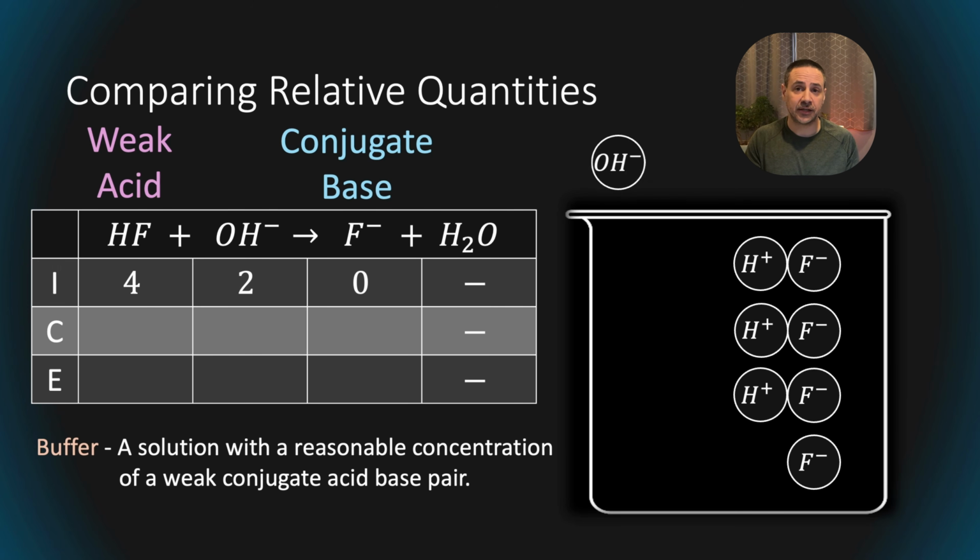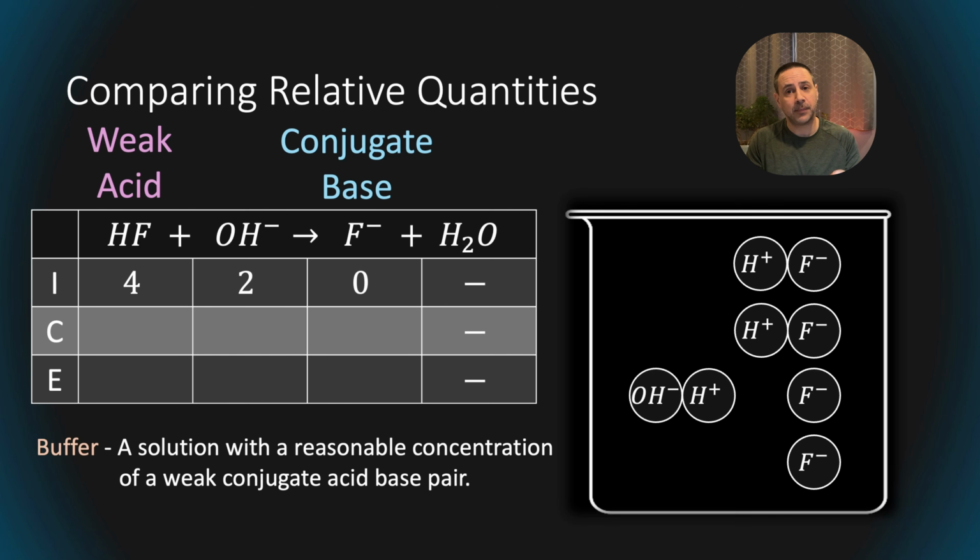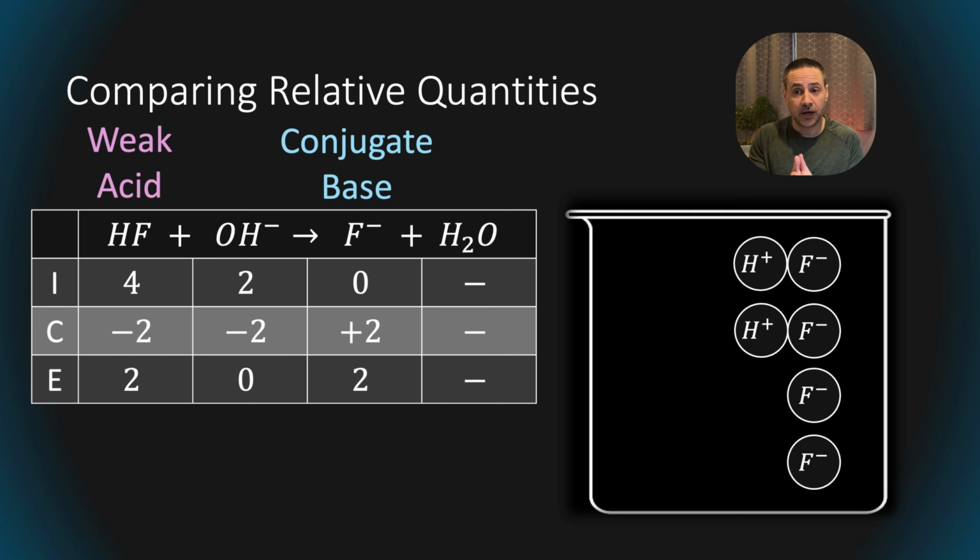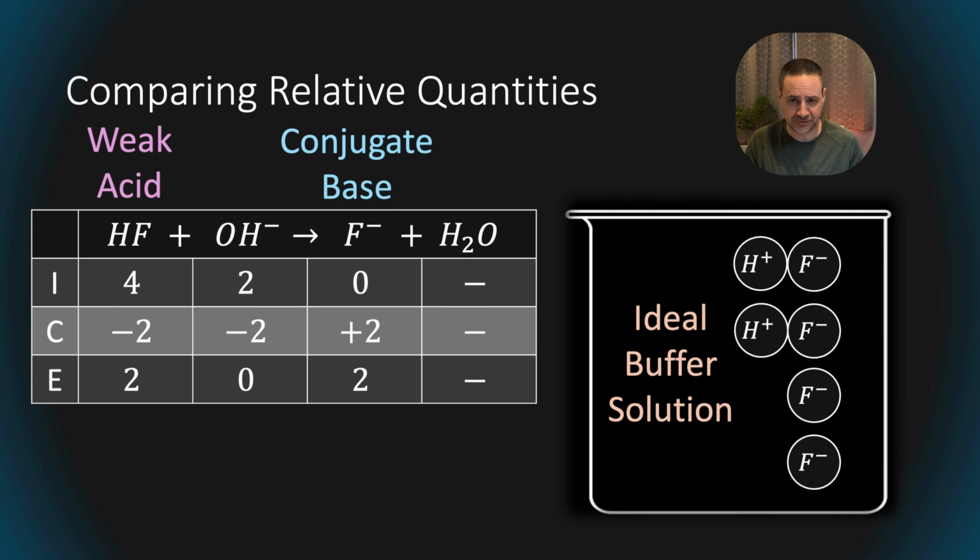What happens if I throw in another hydroxide ion? That's also going to stick to another hydrogen ion and make water, which again, we can phase out because we don't really care about that. At this point, I've consumed half of the HF. Notice that it went from 4 to 2. Half of it has been converted over into the conjugate base. This is what's known as an ideal buffer.